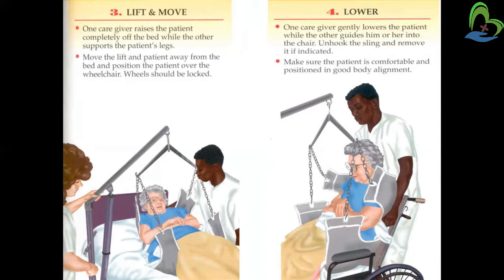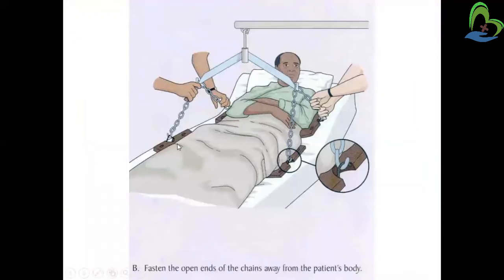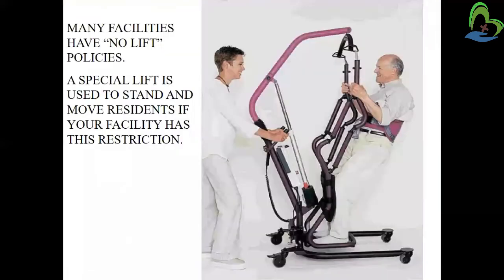Now we can remove this sling from the patient's back, because the patient is on the wheelchair, so we can take care of them on the wheelchair itself and remove the mechanical lift sling. Then make sure the patient is comfortable and positioned in good body alignment. We have to take care of the patient's body alignment and comfort on the wheelchair also. So by this we can apply the sling to the patient's back and move them from the bed.